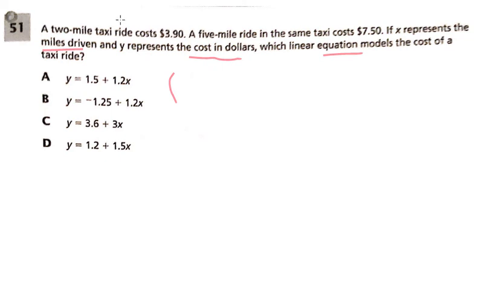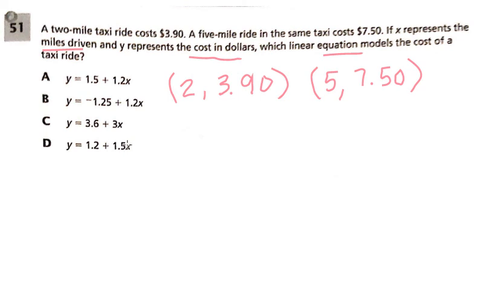Well, if x is the miles driven, that's an x value of 2. Well, the cost of the 2 miles was $3.90. So my first ordered pair is 2, $3.90. Well, I need a second ordered pair, so luckily they tell me about a second situation, a 5-mile ride. So that's an x value of 5, costs $7.50. So that's 5, $7.50. So if I look here, this is a slope of 1.2, this is a slope of 1.2, this is a slope of 3, this is a slope of 1.5.